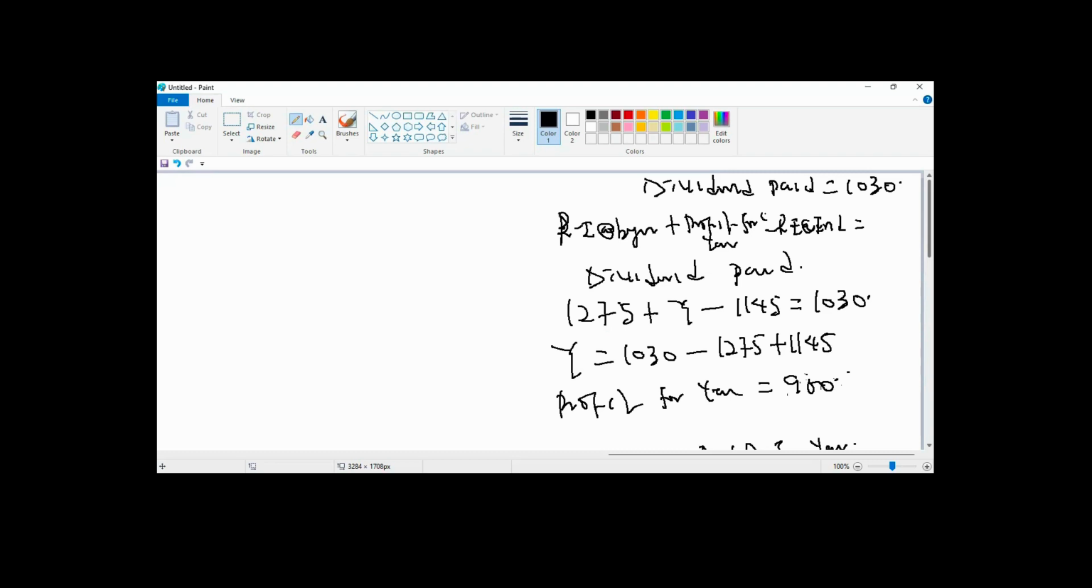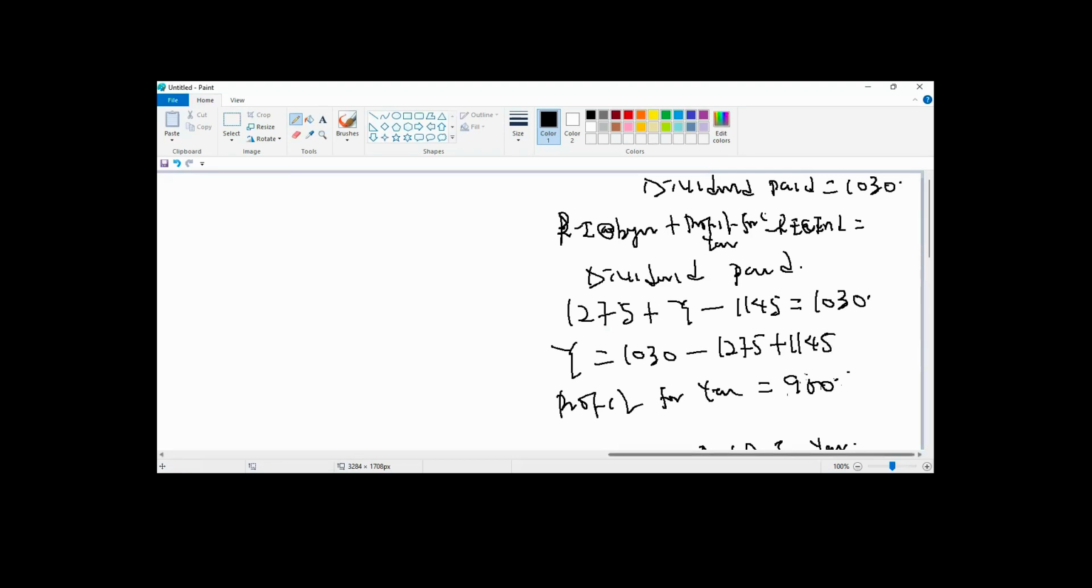Don't forget the formula to calculate dividend paid. Retained earnings at the beginning plus profit for the year minus retained earnings at the end equals dividend paid. Dividend paid will be in the additional information. Okay, sir, I've got it. Good.